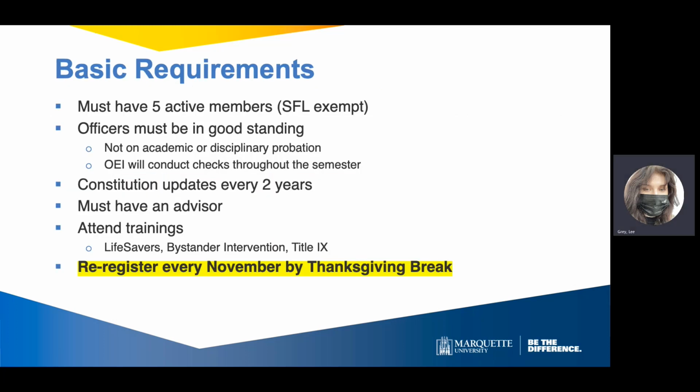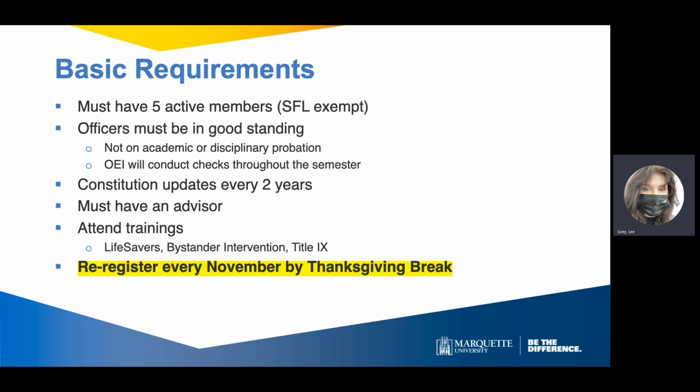So first up, the basic requirements to be a student organization on campus. You must have at least 5 active members, with sorority and fraternity life being exempt from that rule. Your organization's officers must be in good standing, so that means not on academic or disciplinary probation, and the Office of Engagement and Inclusion will conduct checks throughout the semester.